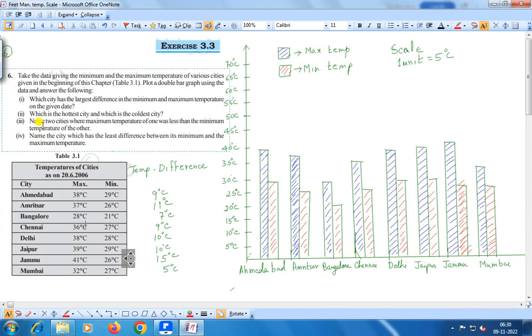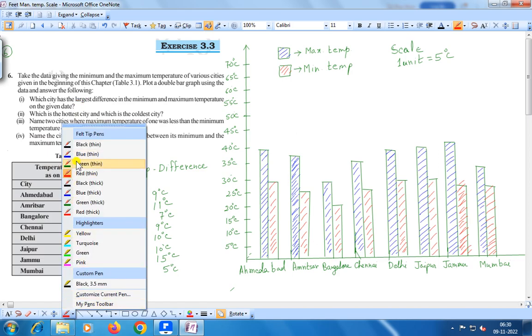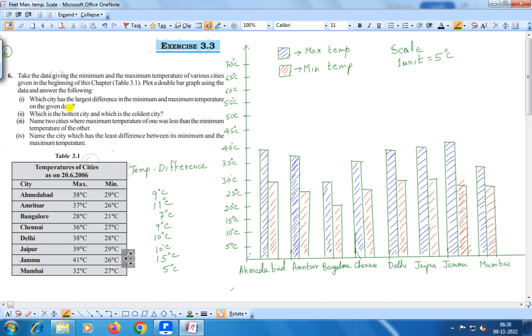Now what is the question? Which city has the largest difference in minimum and maximum temperature on the given data? Here you can see from the graph and from the table that Jammu has a temperature difference of 15 degrees centigrade. Therefore the answer is Jammu, right? We also write the answer in green color. Therefore, the answer is Jammu.